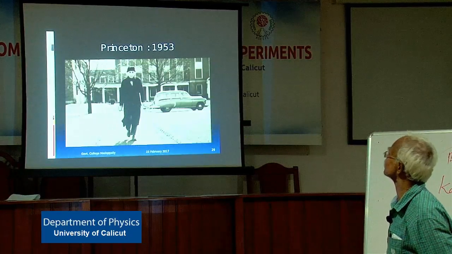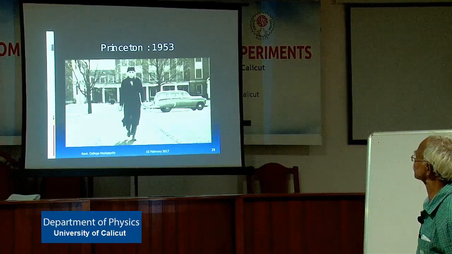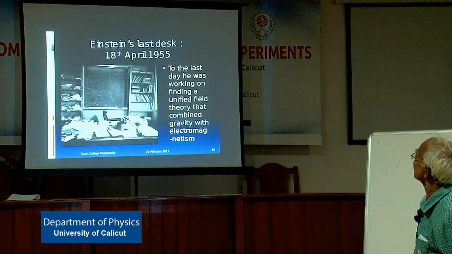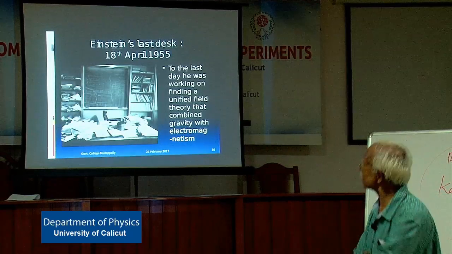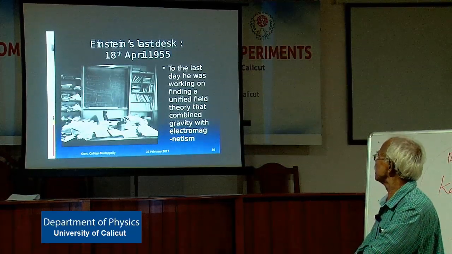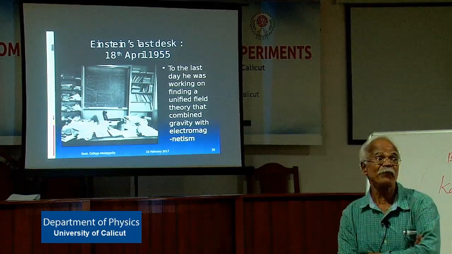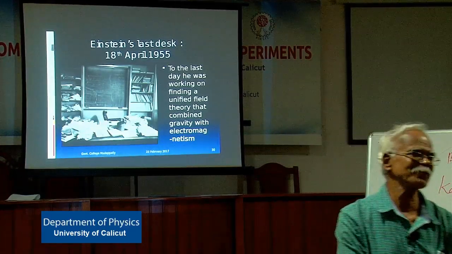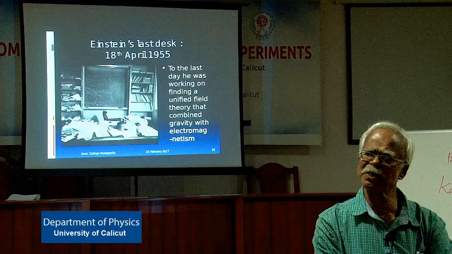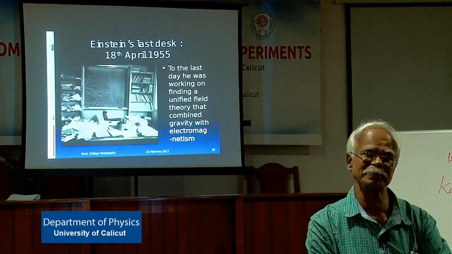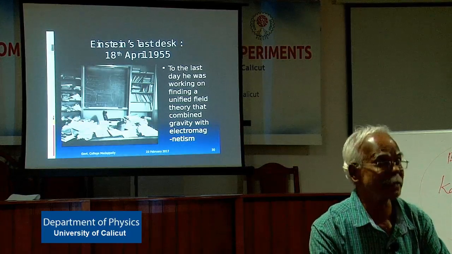That should be in Princeton. Yeah, 1953, just 2 years prior to his death. Einstein died on 18th April, or he passed on, it seems, on 19th. So the last day he was working on finding a unified field theory that combined gravity. Oh, I have some comment here. He thought that now that the general theory of relativity is completed, he thought of unifying gravitation with electromagnetism. And from 1919 onwards, up until his death in 1955, he was constantly trying for that.